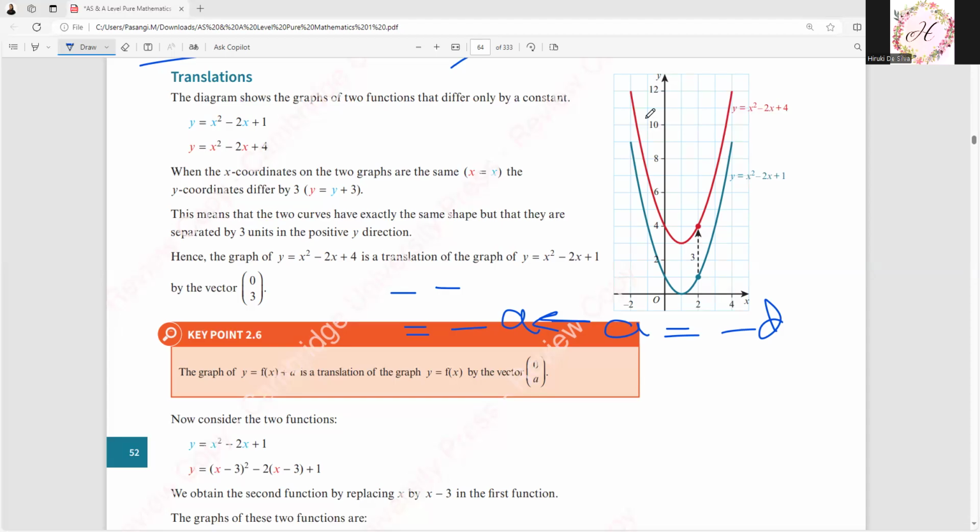Okay, sorry. So here, what has happened when the x coordinates on the two graphs are the same? We already knew these kinds of functions. Now how does the comparison go? What do you think? When the x value is the same, can we find a relationship between the y coordinates?